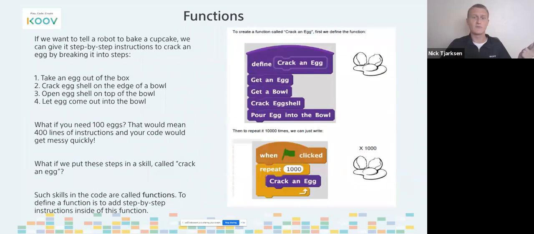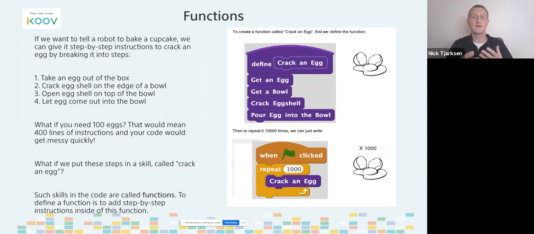Let's move on to functions, which is, again, another key concept that you'll see in coding all the time. For functions, you can think of functions essentially as a shortcut. So if we want to tell a robot to bake a cupcake, we need to crack some eggs, right? So let's come up with the steps required to crack an egg. First, remove egg from carton. 2, crack eggshell on the bowl. 3, open the eggshell. And 4, let the egg come out. So that is 4 steps to crack 1 egg.